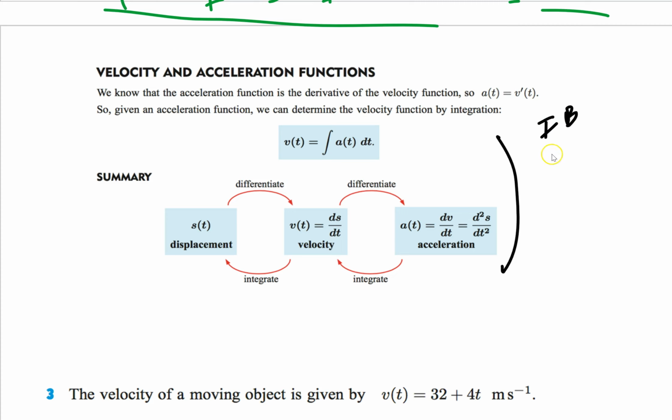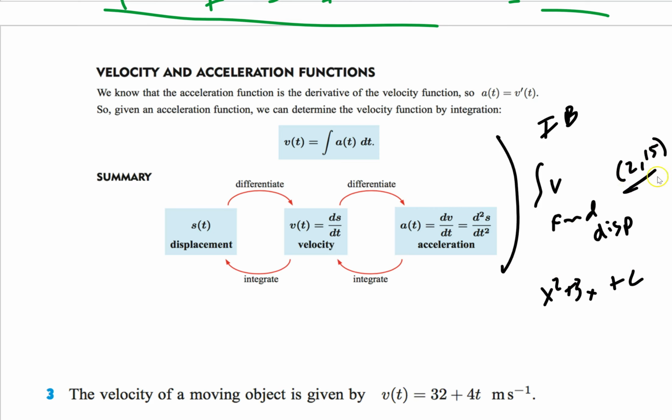So they're going to give you, let's say, velocity, and they're going to say, find displacement. So you can integrate it, right? What happens when you integrate it? You're going to get something like x squared plus 3x plus c, because they're not going to give you limits. It's an indefinite integral, so you have to remember to put plus c. And what they're going to do is tell you, hey, the displacement at 2 seconds is like 15. So remember what we do with that? We use it to find c.